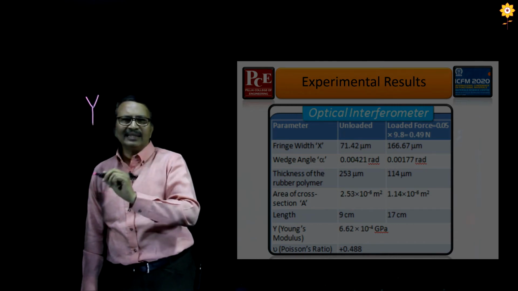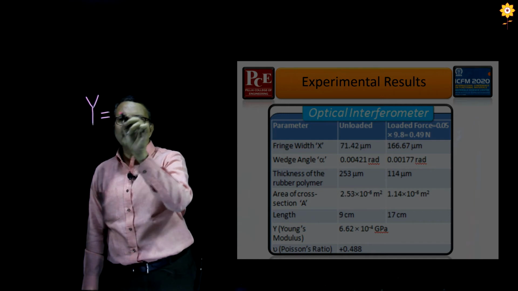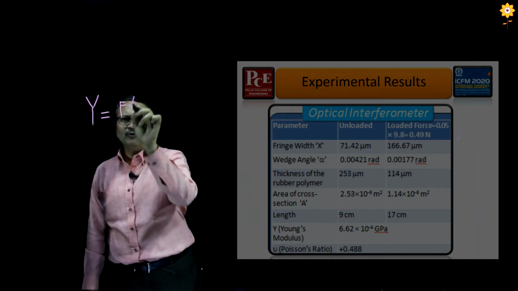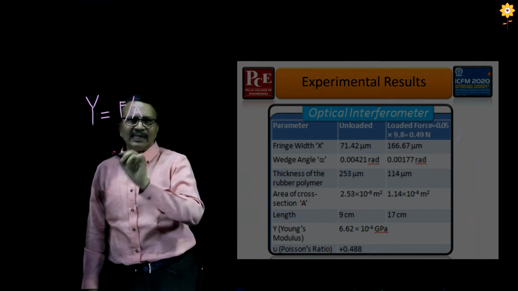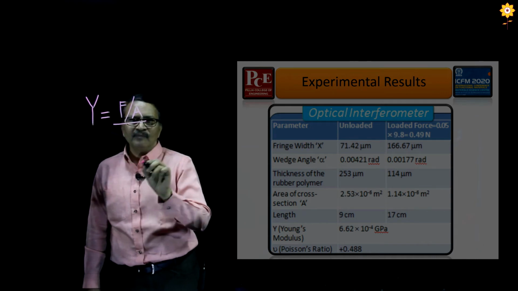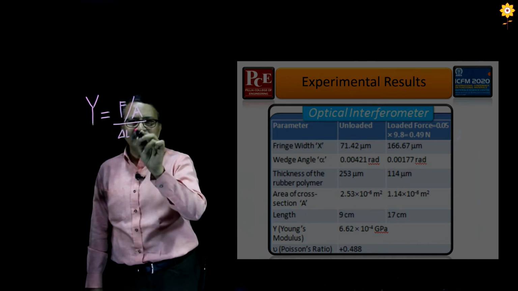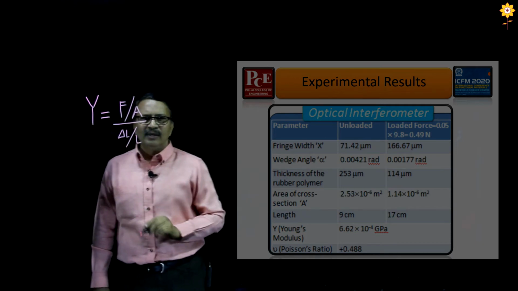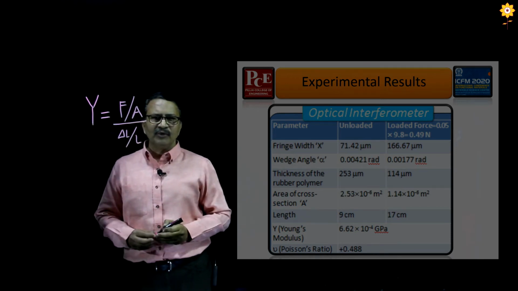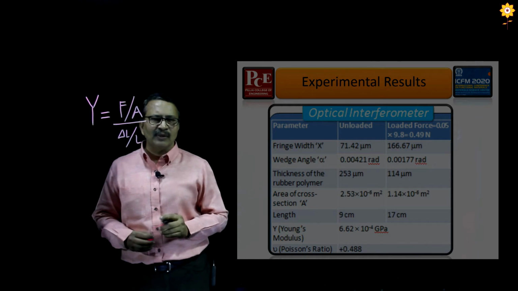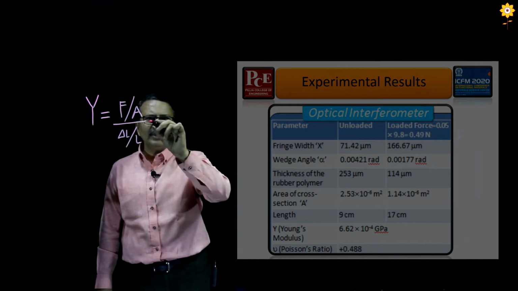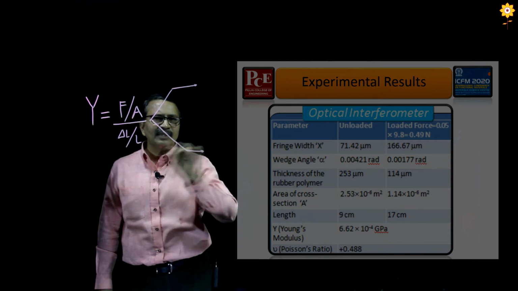What is our Y? That is nothing but the Young's modulus, and your Young's modulus is equal to the force upon the cross-sectional area divided by delta L, which is the change in the axial length, divided by your L. So this is how we will be finding out the Young's modulus. Once again, there are two cases for finding out the Young's modulus.